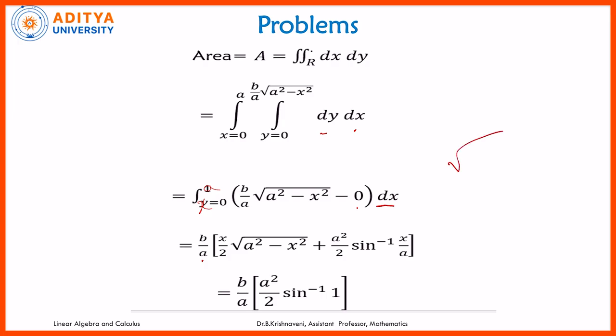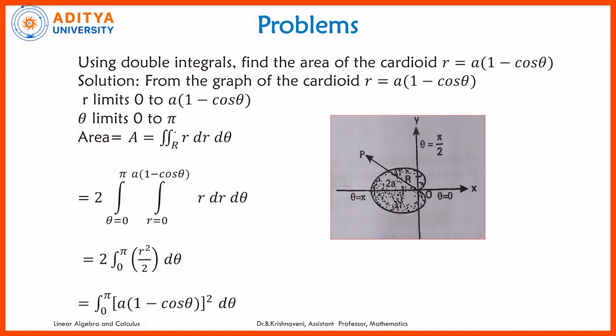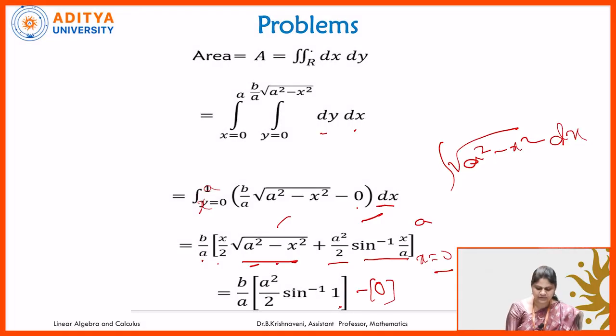Now do integration with respect to x. It is in the form of root of a square minus x square, and we know the integration for this: x by 2 root of a square minus x square plus a square by 2 sin inverse x by a. Now the x limits are from 0 to a. On substituting x is equal to a, the first term becomes 0, and the second term becomes a square by 2 sin inverse 1. On substituting the lower limit x is 0, both terms are 0. So finally we get b by a into a square by 2 into sin inverse 1. So this gives the area for the given curve, that is the ellipse in the quadrant.